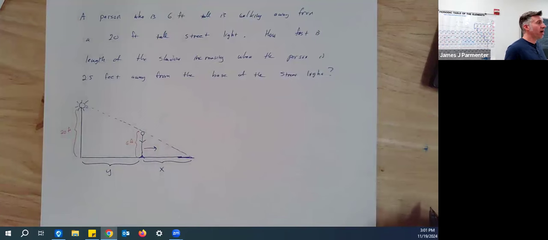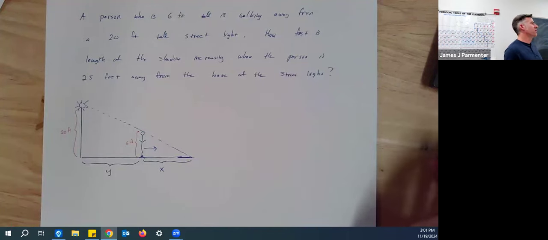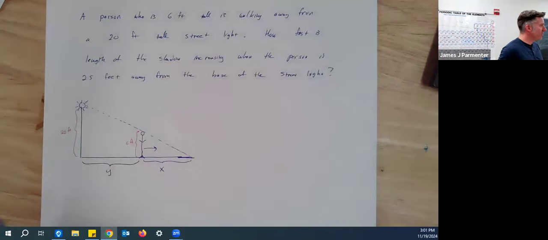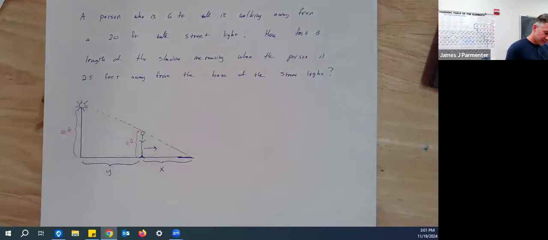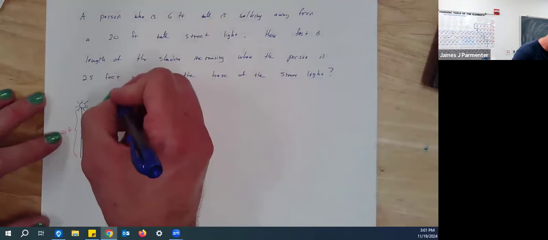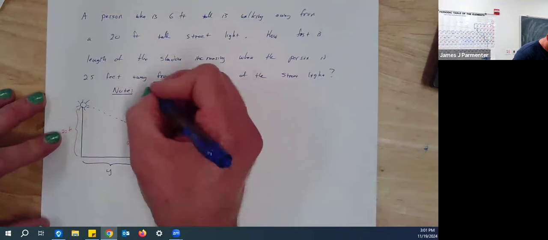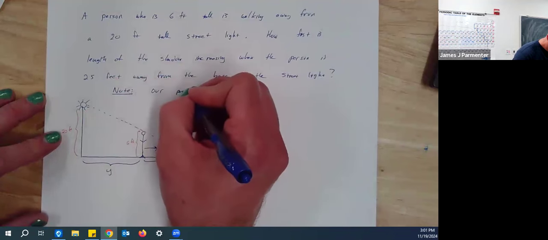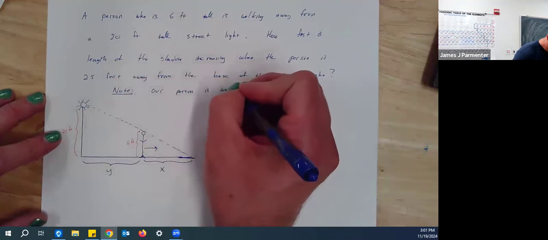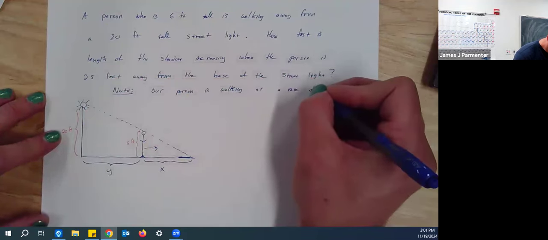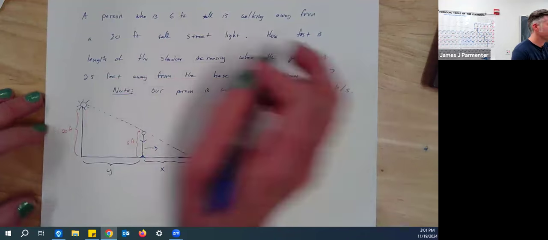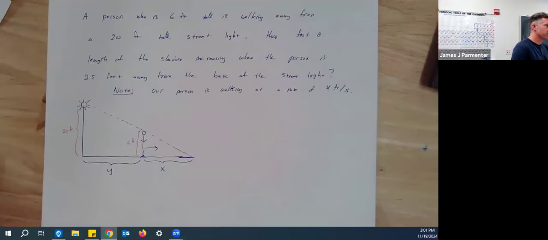And we are told how fast. Oh, were we told how fast? I forgot a very important piece of it. Oh my gosh. Looking at this problem, you might have noticed that nobody said anything about any rates. I failed here. So, note of importance, our person is walking at a rate of 4 feet per second. Sorry, that's important information.